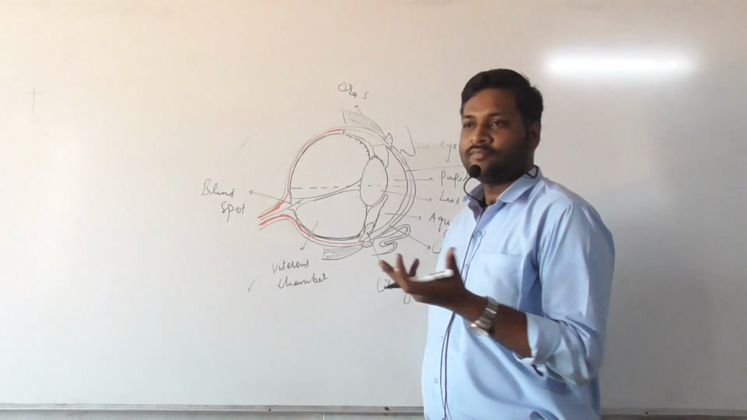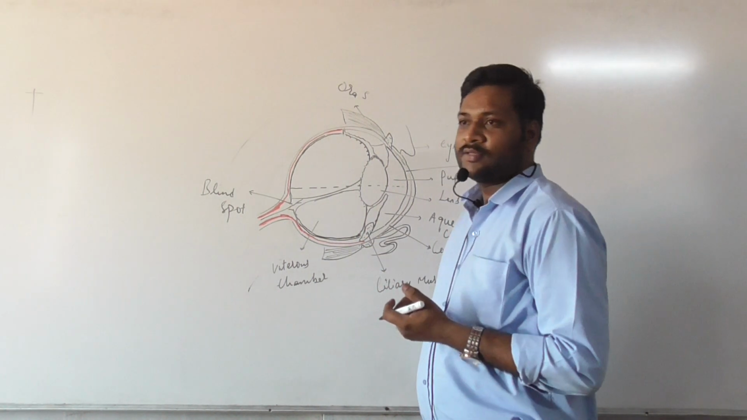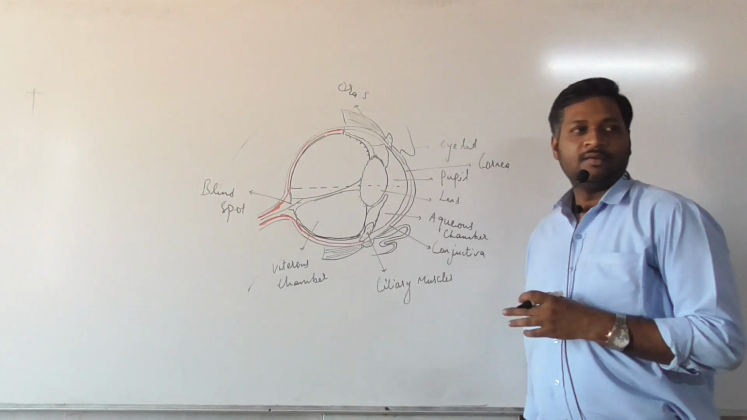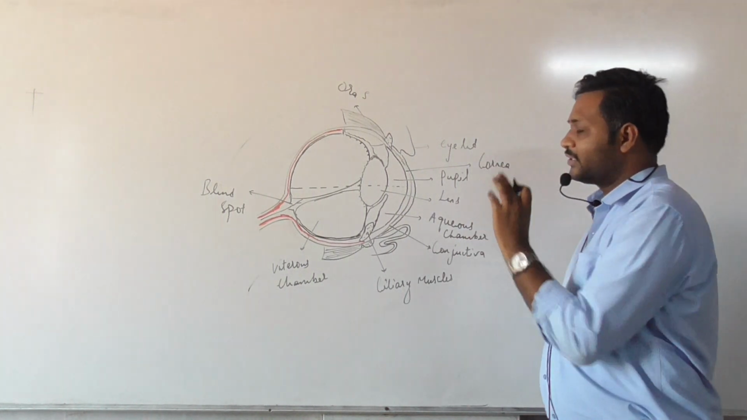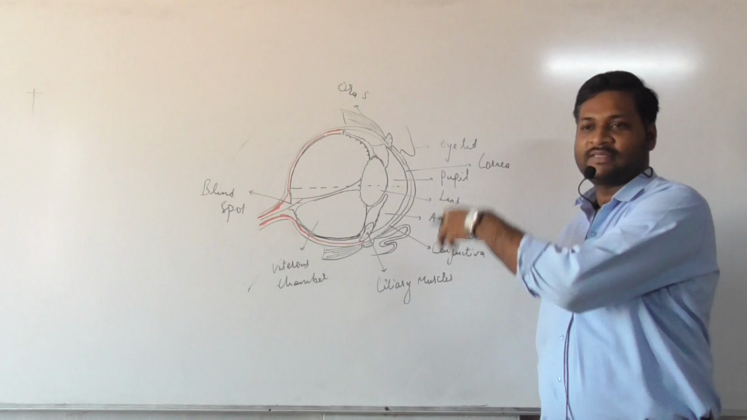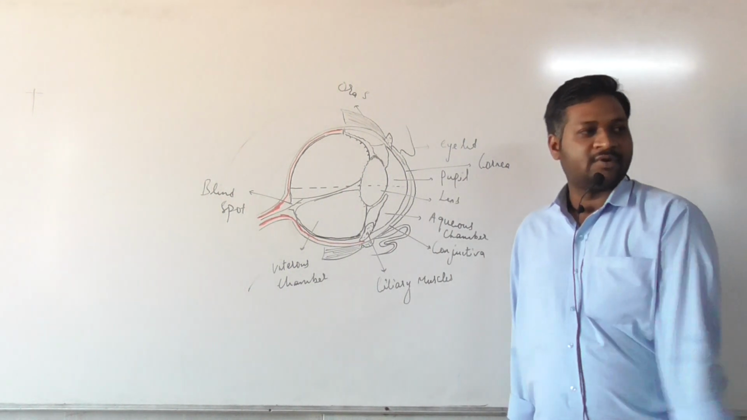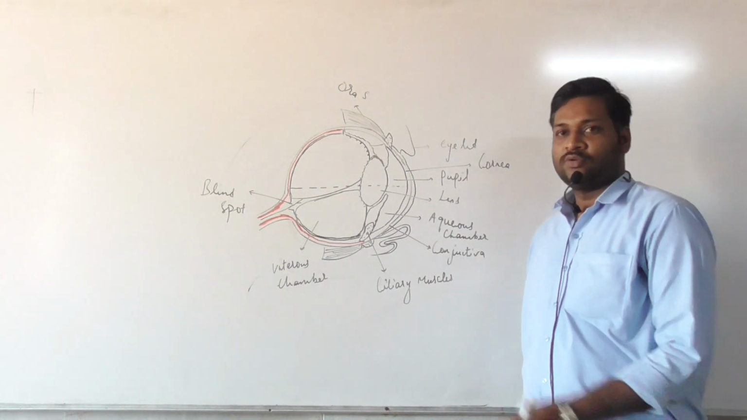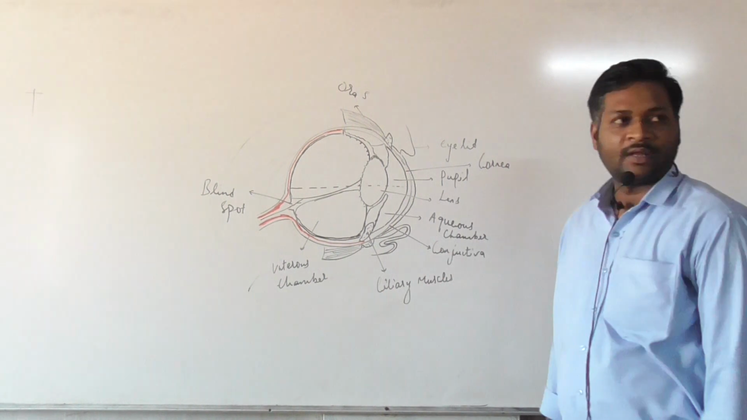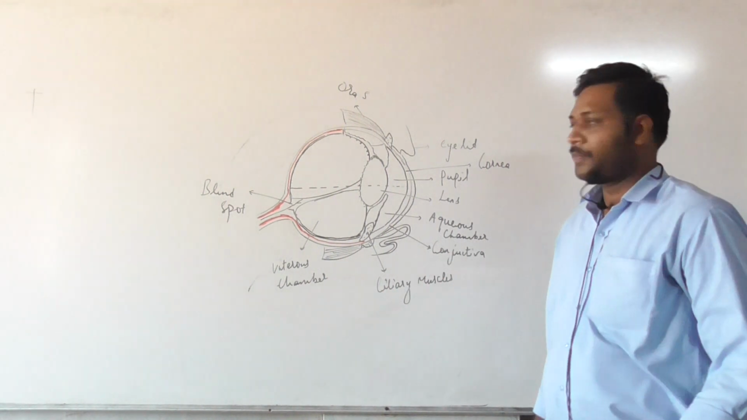Have started with the eye. Okay, so here is the structure of the eye. So first of all, you draw the structure. Later we will be discussing the characteristic features of the eyes. Okay, so you can start drawing the structure and label it properly.